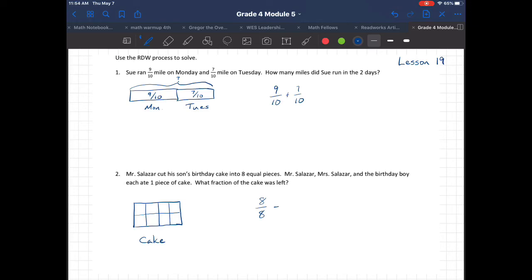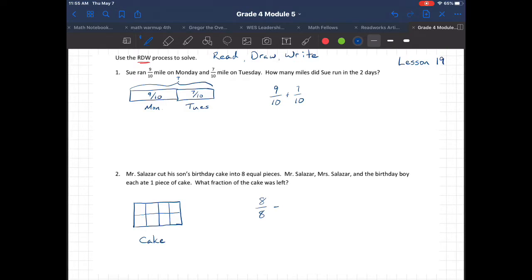Well, we are here to do lesson 19. So it says use the RDW process, which you may not have heard that exact term. That stands for read, draw, write, which really is something that you've heard all the time in class, both in fourth grade and before that.